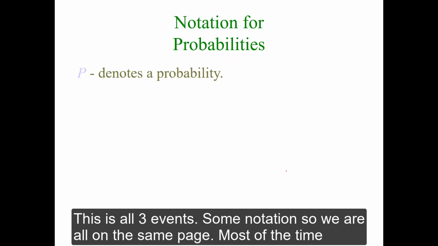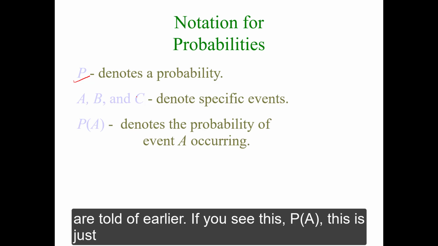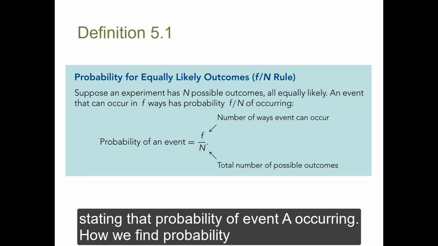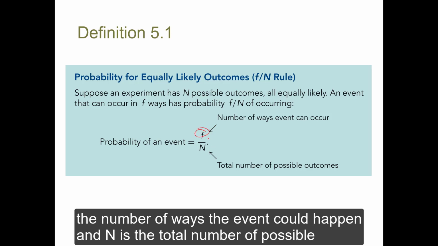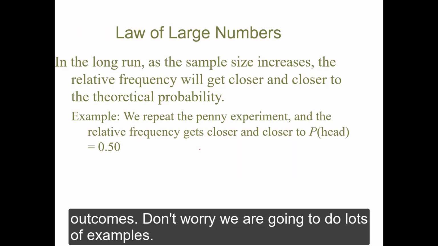All right, some notation just so we're all on the same page. Most of the time when you see a capital P, that's going to denote probability. Any other letter usually denotes just a specific event, which you're told of at a prior event. So if you see P and in parentheses A, this is just stating the probability of event A occurring. How we find probability is we're going to use the F over N rule, where F is the number of ways that event can happen and N is the total number of possible outcomes. Don't worry, we're going to do lots of examples.